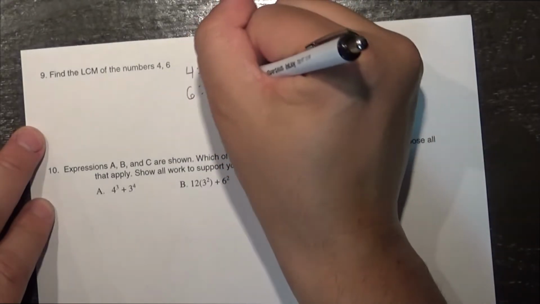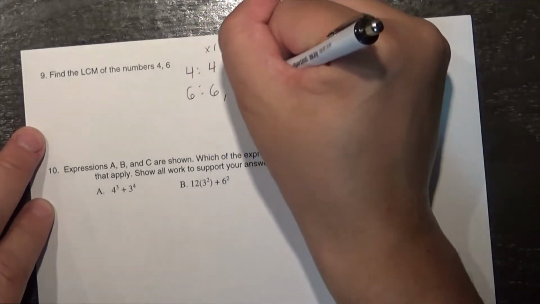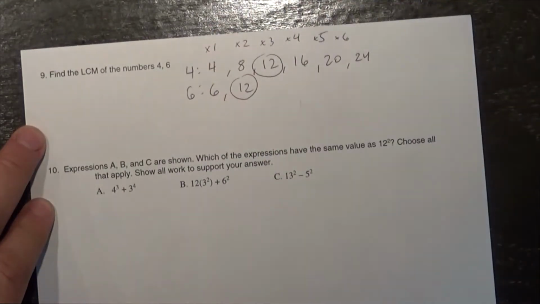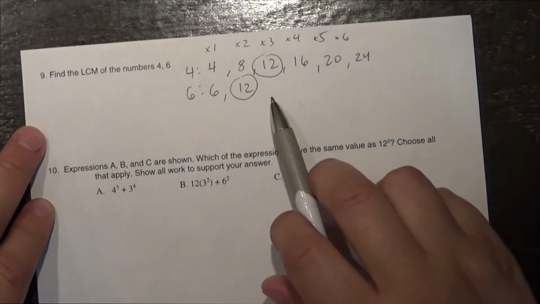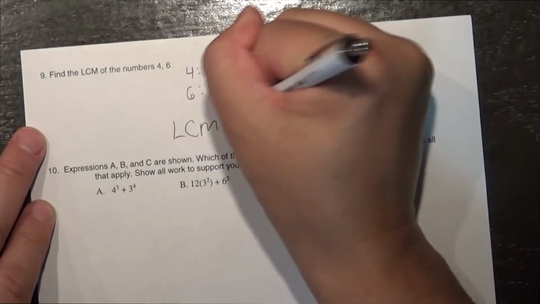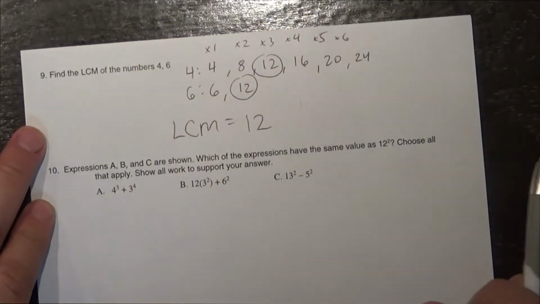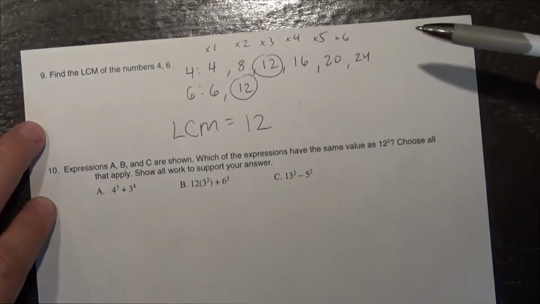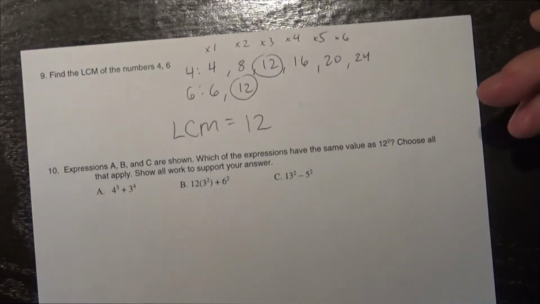Then I'll do the same for 6. 6 times 1 is 6. 6 times 2 is 12. And look at that. Ding, ding, ding. I've got myself a 12 and a 12. That is the least common multiple for 4 and 6. So I'm going to say LCM equals 12. Turns out I did a little more work here with the 4's than I needed to, but that's okay. That's LCM, that's number 9.